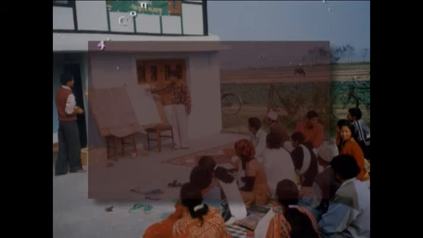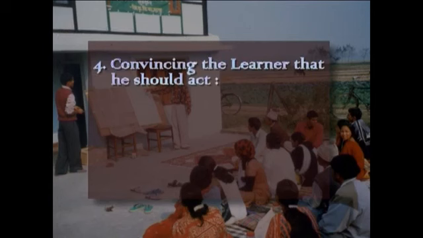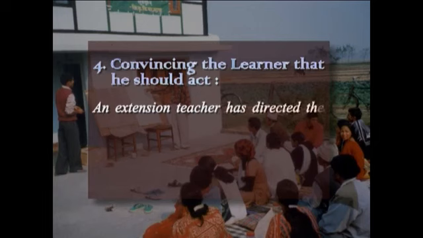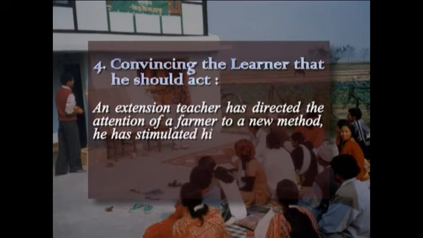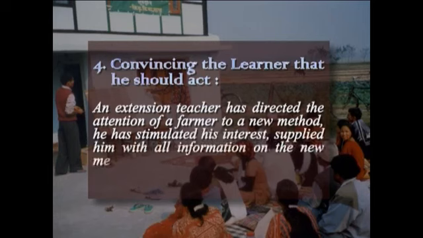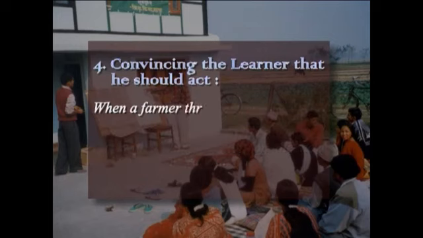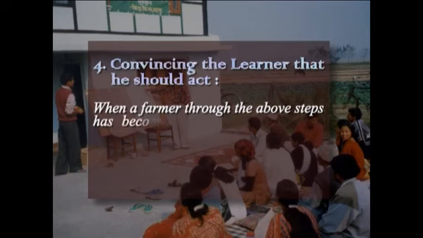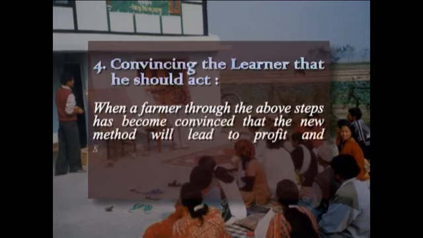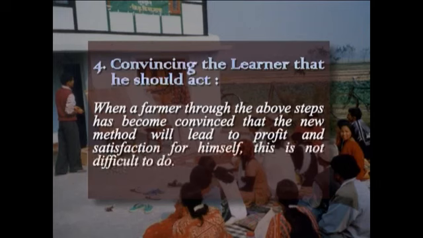Number 4. Convincing the learner that he should act. An extension teacher has directed the attention of a farmer to a new method. He has stimulated his interest and supplied him with all information on the new method. The next step is to put the new method into operation. When a farmer, through the above steps, has become convinced that the new method will lead him to profit and satisfaction for himself, this is not difficult to do.